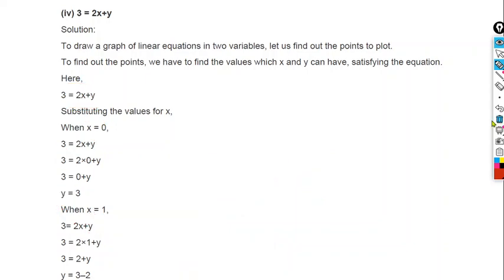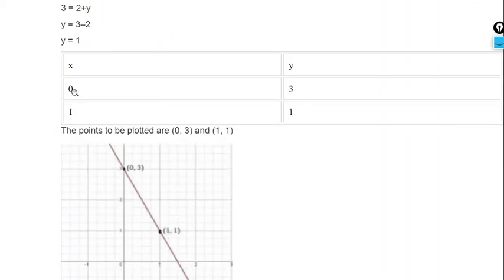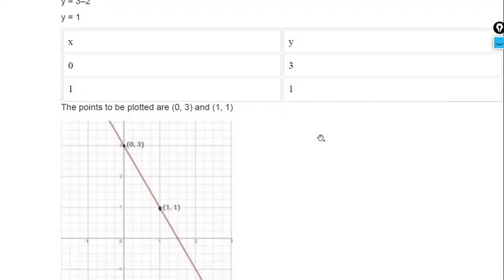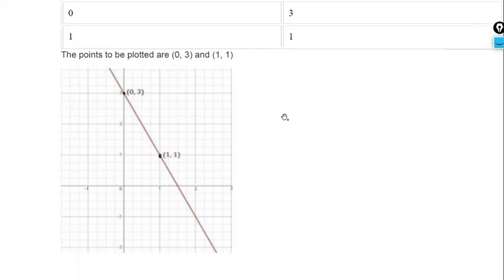So you got 2 points. Now you can make another point also. Find another point. Now we'll move into the table. So first we will write x. You can see, when x equal to 0, y is 3. When x equal to 1, y equal to 1. Now we will move into the graph.